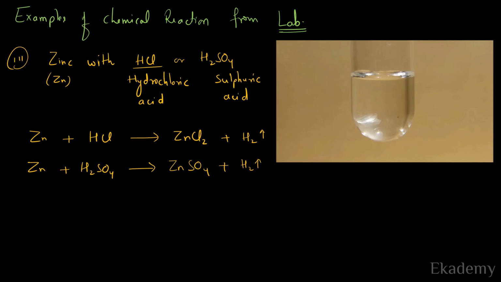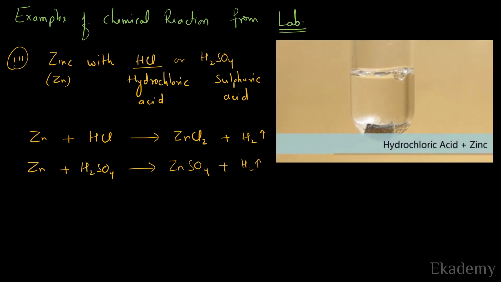So let us see how this reaction happens. In this test tube, we have hydrochloric acid, which is transparent in color, and we added a piece of zinc metal, and now you can see these bubbles are forming in this solution, and these bubbles are nothing but hydrogen gas, which is trying to escape from this liquid. Okay, and once the reaction is complete, the reaction mixture will be zinc chloride and hydrogen will be liberated.